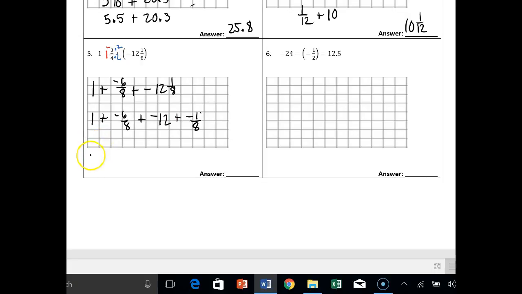So let's rewrite it using the commutative property of addition, right? So negative 6 over 8 plus negative 1/8 plus negative 12 plus 1. What I did, I moved the fractions together and moved the whole numbers together. So that's negative 7/8 plus negative 11, because that was different signs. So I subtract them. Negative 12 plus 1, different sign, subtract. And look, they're the same sign, so because they are the same sign, I just get to put them together. So negative 11 and 7/8.